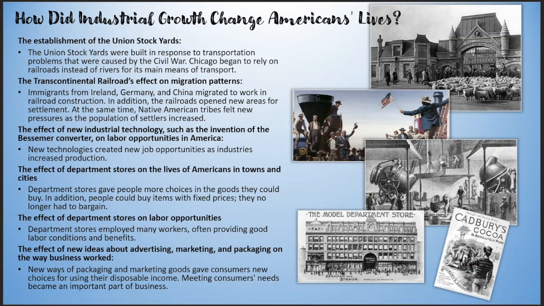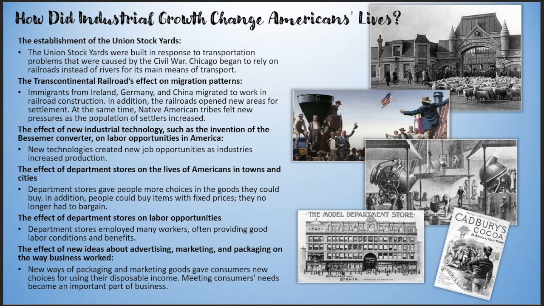So how did industrial growth change Americans' lives? So the Union Stockyards was a meatpacking district in Chicago for more than a century, starting in 1865. The Union Stockyards were built in response to transportation problems that were caused by the Civil War, when the rivers and the waterways could not be used as freely because of the war. Chicago began to rely on railroads instead of rivers for its main means of transport.